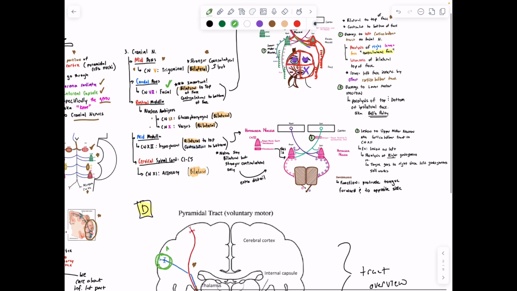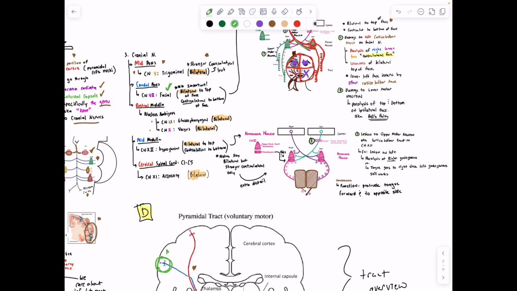There's just one more. Rostral medulla, so we're going further down. We have the glossopharyngeal nerve, which is doing pharynx. Then we have vagus, pharynx, larynx, and uvula. Then we have mid-medulla, so going down even further. We have the hypoglossal nerve, and so this is the tongue. This is also just like the facial nerve, it's weird. You have bilateral innervation on the top from the cortical bulbar tract, but the bottom is contralateral, right?